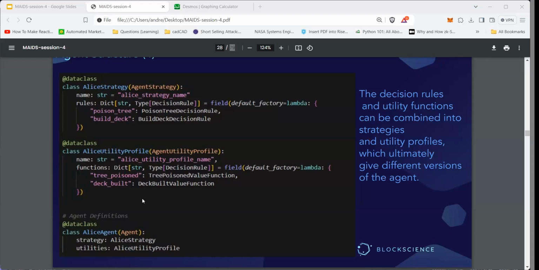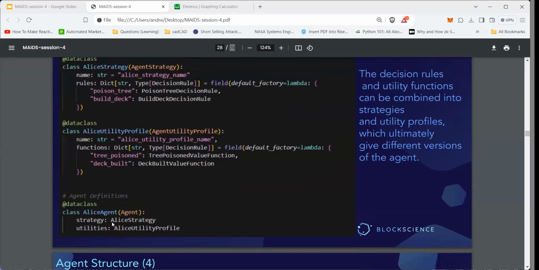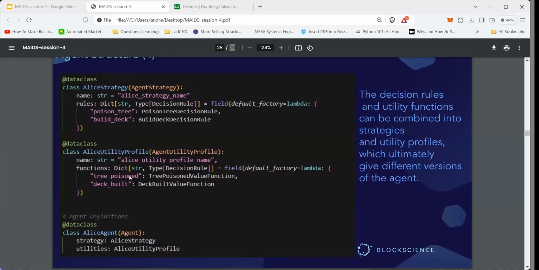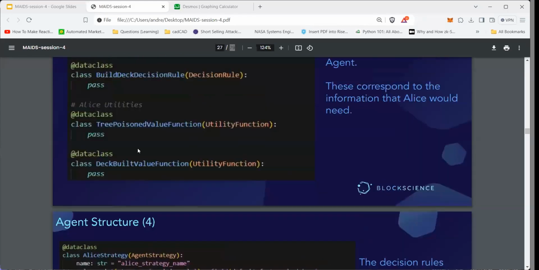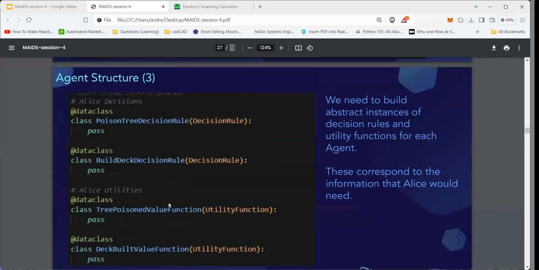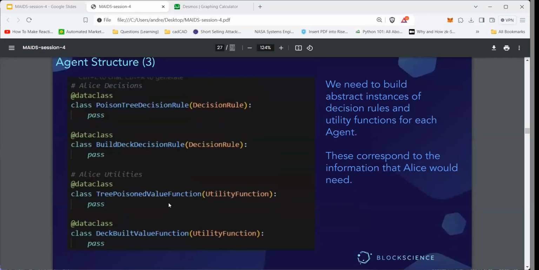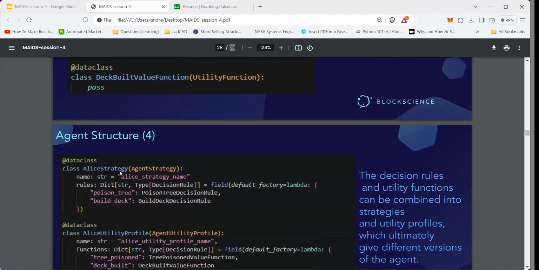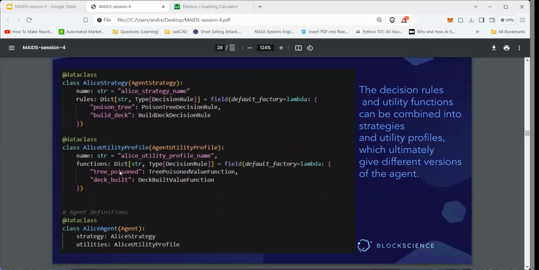So this is a little bit backwards in terms of how you might think about it. Top down, we probably think of the Alice agent first, and then the strategy and the utility, and then the individual rules and functions. But from a logic perspective, we have to define these things first. Otherwise, we'll get dependency errors. And so it builds up from the bottom up.